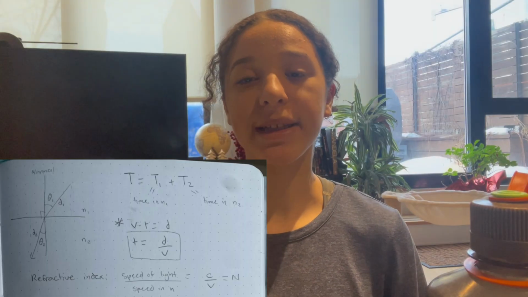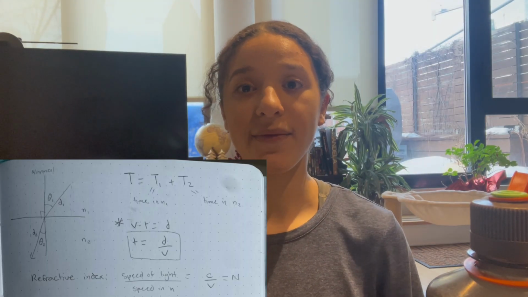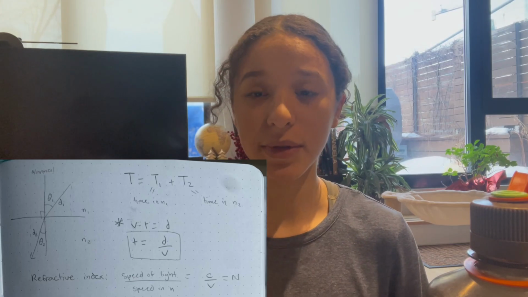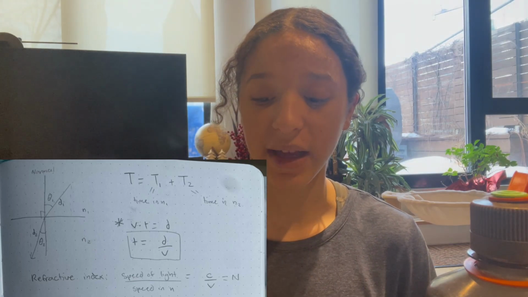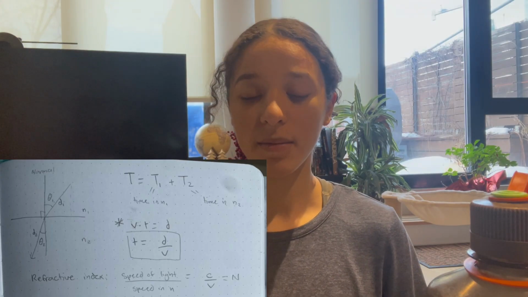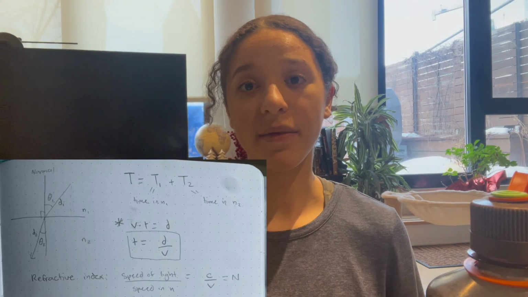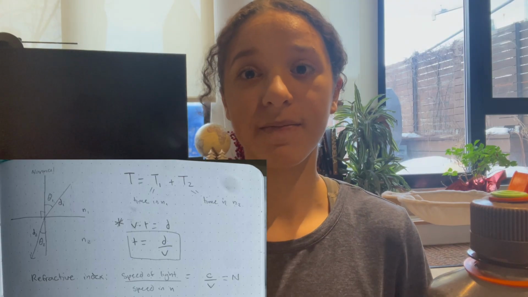Earlier, I said that we wanted to minimize the total time of light's journey, and this means dividing time into two separate parts: the time you'll spend in the first medium and the time you'll spend in the second medium. So what we're actually minimizing is the sum of these two times.